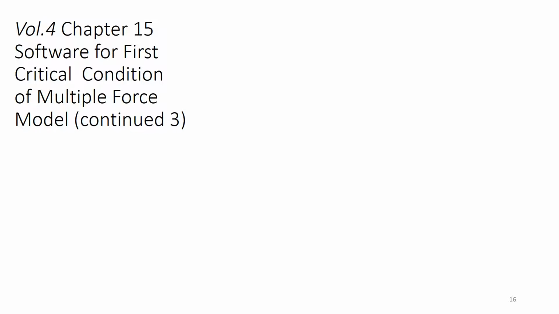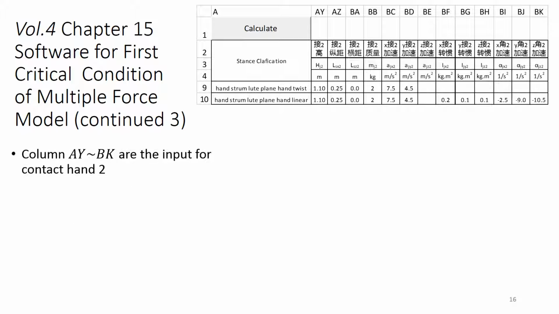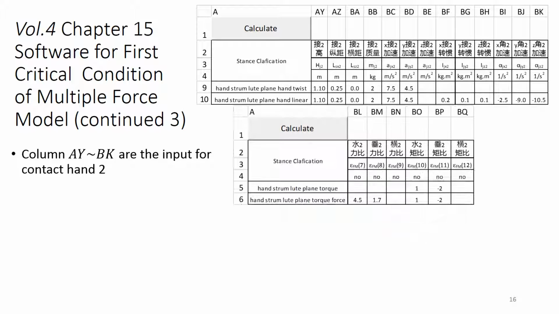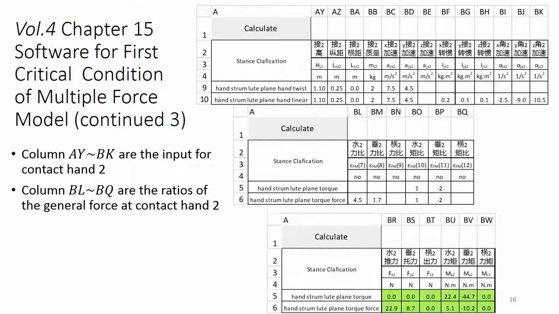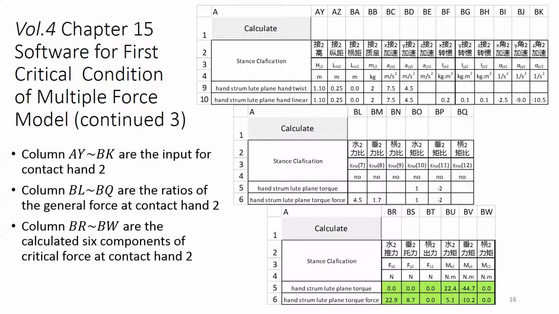Chapter 15. Software for first critical condition of multiple force model, continued 3. Column AY to BK are the input for contact hand 2. Column BL to BQ are the ratios of the general force at contact hand 2. Column BR to BW are the calculated 6 components of the critical force at contact hand 2.